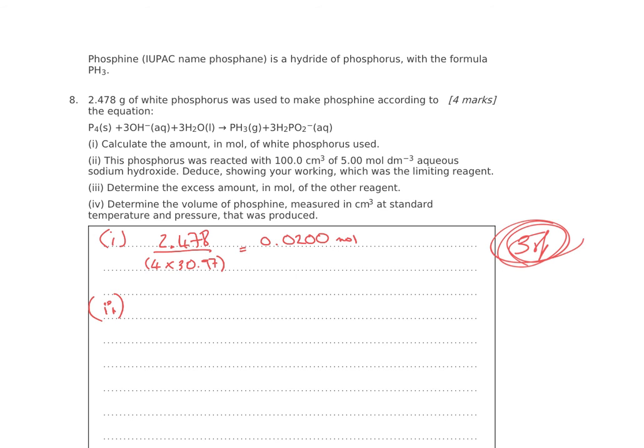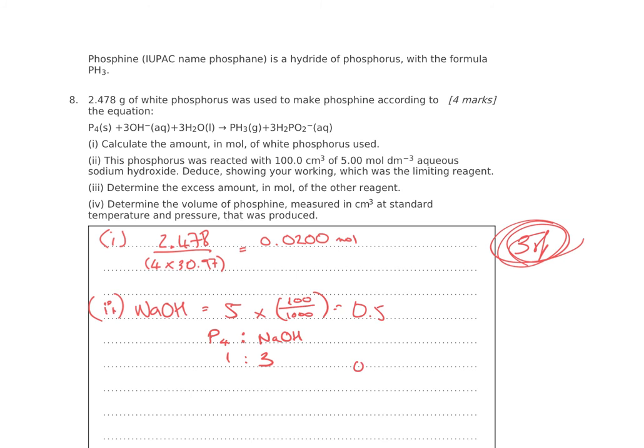This phosphorus was reacted with 100 centimetres cubed of 5 molar sodium hydroxide, deduce which was the limiting reagent. So let's work out our sodium hydroxide moles. So it's going to be concentration times volume. So it's going to be 5 times, and remember, volume is going to be 100 divided by 1,000 because we need it in decimetres cubed. So that's going to be 0.5. Now our P4 to NaOH or OH minus ions is going to be 1 to 3.